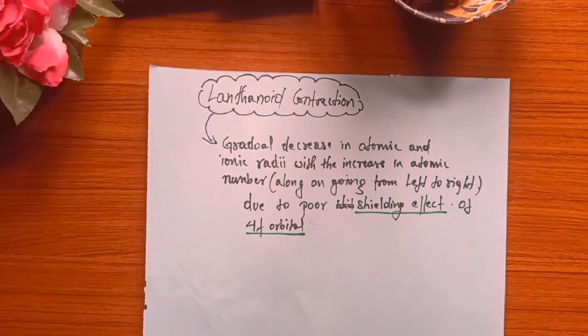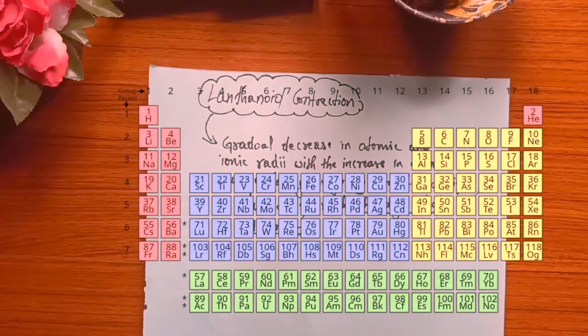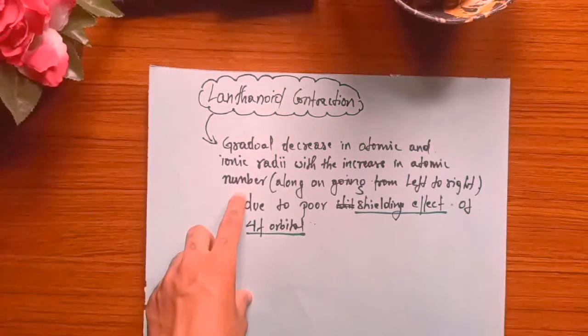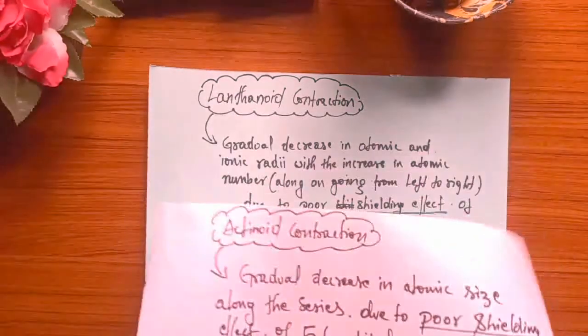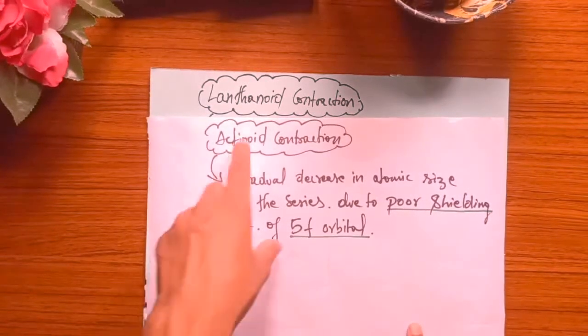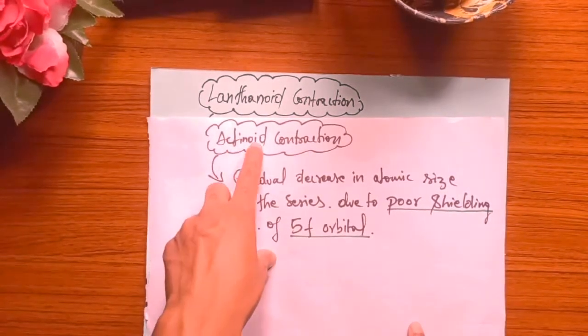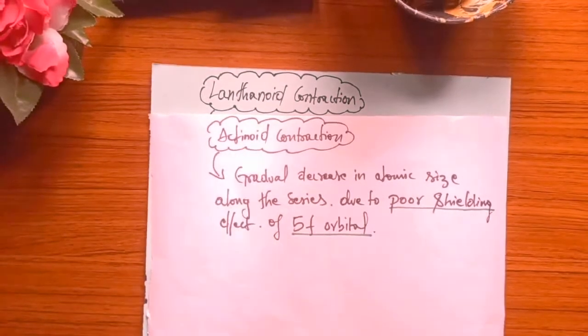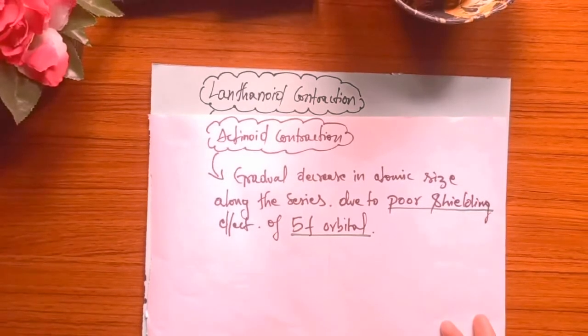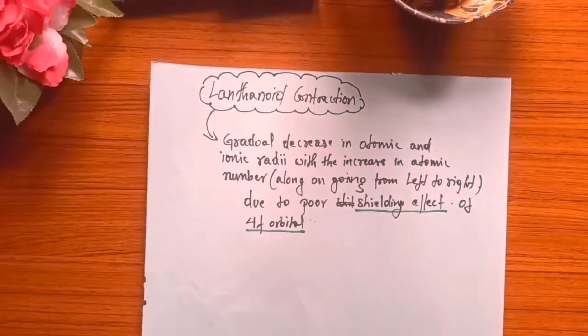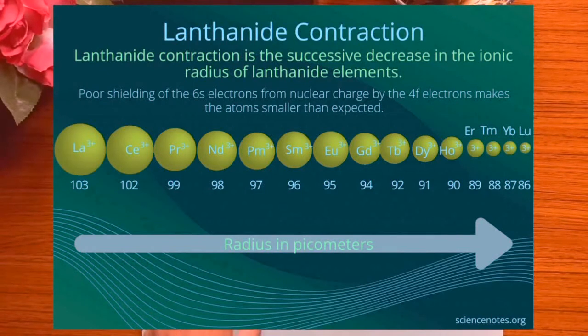So very quickly, let's take a look at our periodic table and see where our lanthanides are. As you can see, it's from your lanthanum to your lutetium, from atomic number 57 to 71. We will also be looking at actinoid contraction, since it is very similar to your lanthanide contraction. The only difference in the case of actinoids is that the structure is more complex. So anyway, let me also show you the picture of how the size decreases here.